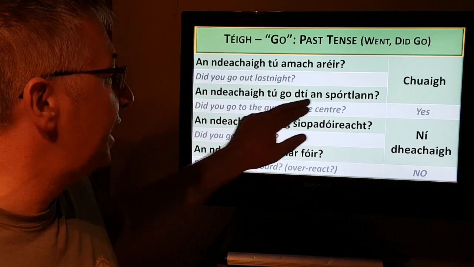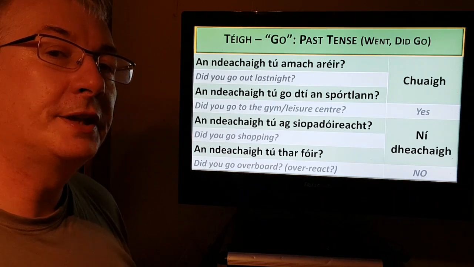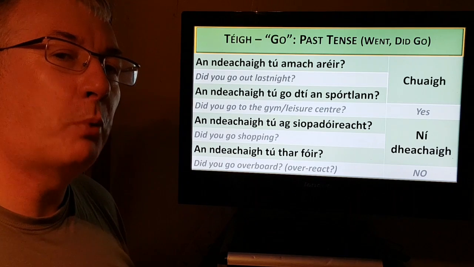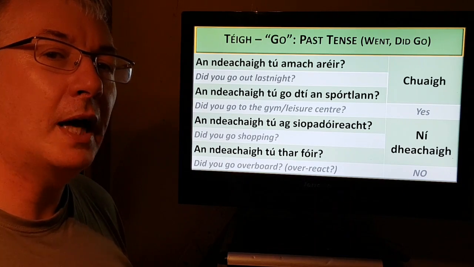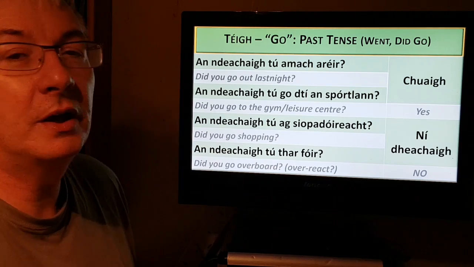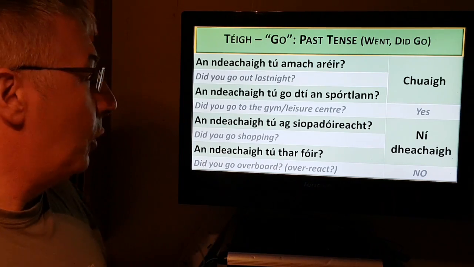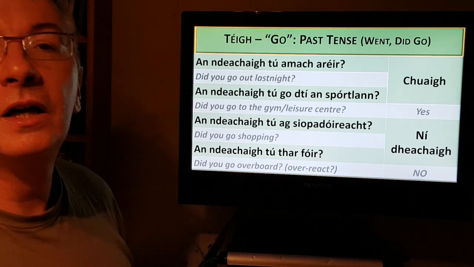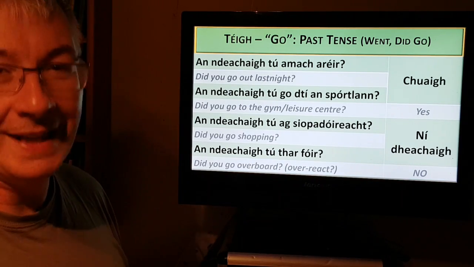Nyahi to gaji in Sportland. Did you go to the gym? Did you go to the gym or the leisure centre? Nyahi to gaji in Sportland. And you today? Did you go to the gym today? Hui? Yes. Or I went. Ní yahi. No. In other words, didn't go.